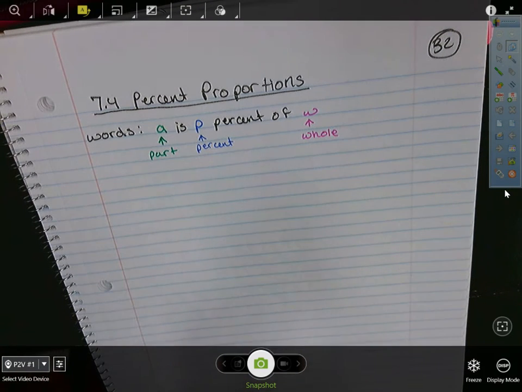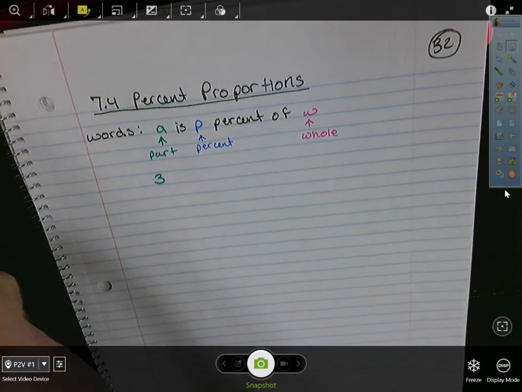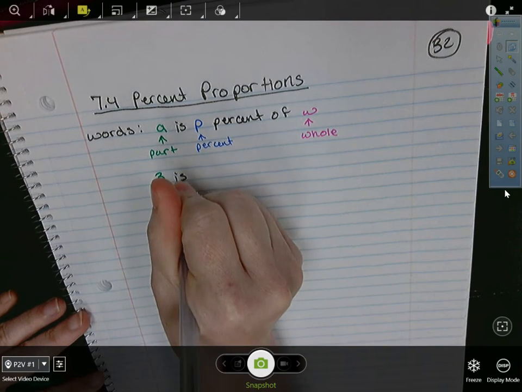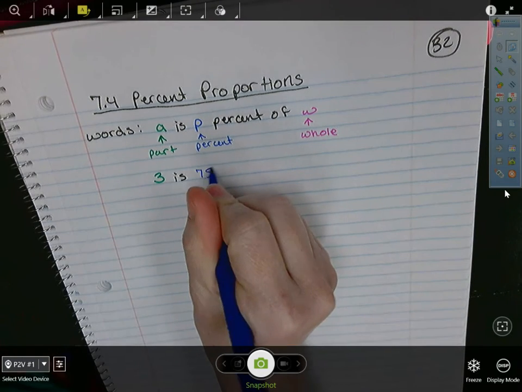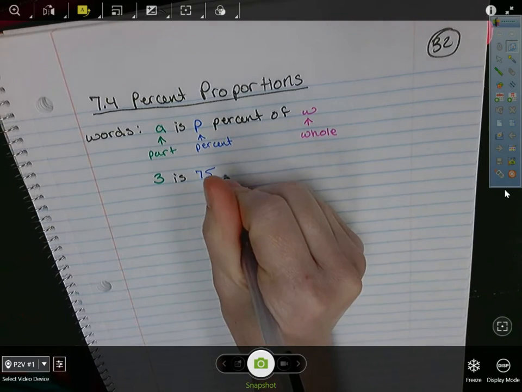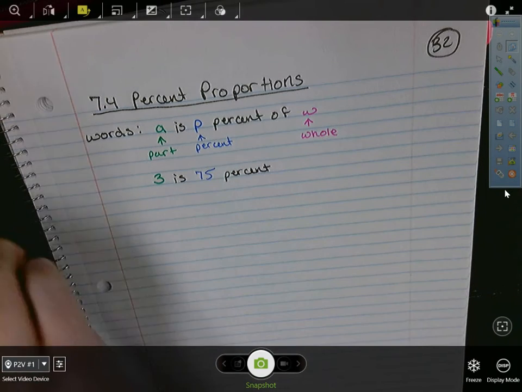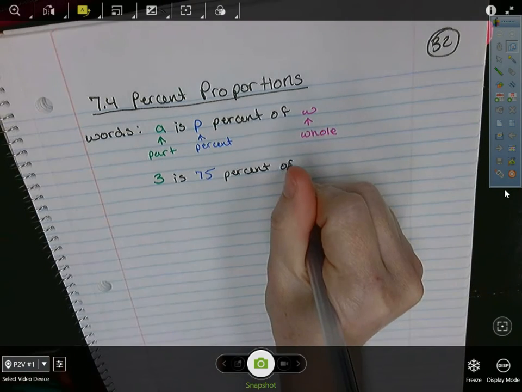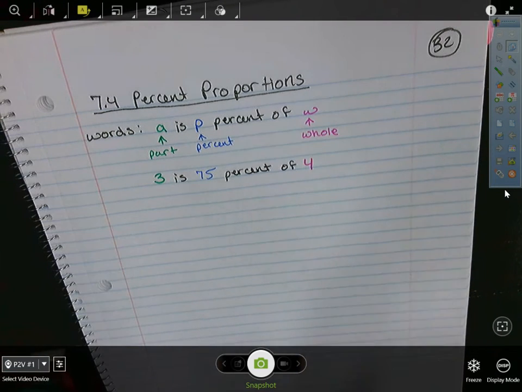Okay, all right, so an example would be 3 is 75% of 4. Okay, so that would be in words.